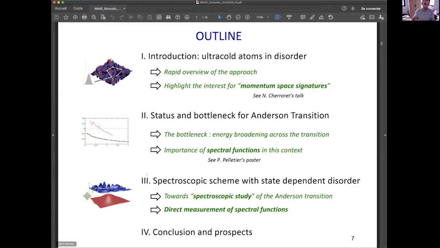The last part, and as I said this really depends on the time, so Marcel, you have to stop me at one point. Then I will describe the more recent advance where we have developed a new scheme to tackle this Anderson transition and to be able to measure this spectral function, and I will explain why this is important. And of course I will conclude and give maybe some prospects.